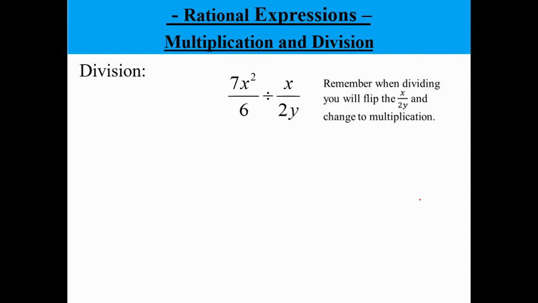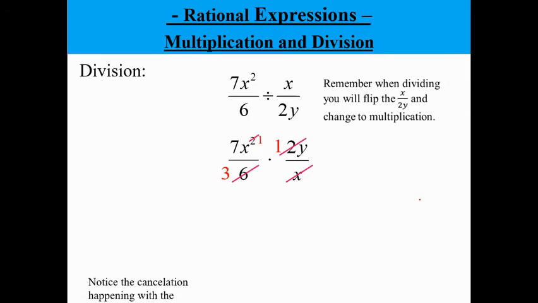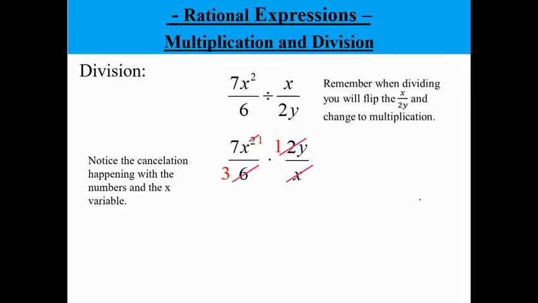All right, now we're going to look at a division. And again, remember when dividing, you will flip the x over 2y and change to multiplication. Okay. Once you do this, please remember that you are going to continue with your simplification of your problem. Okay. Alrighty, so we'll just get 7xy over 3.